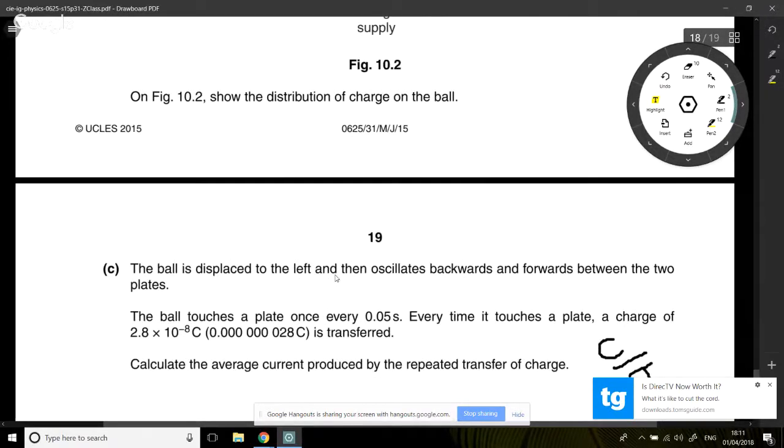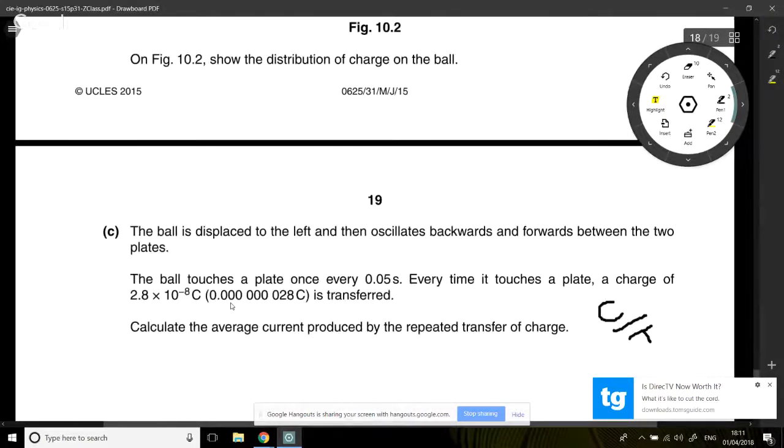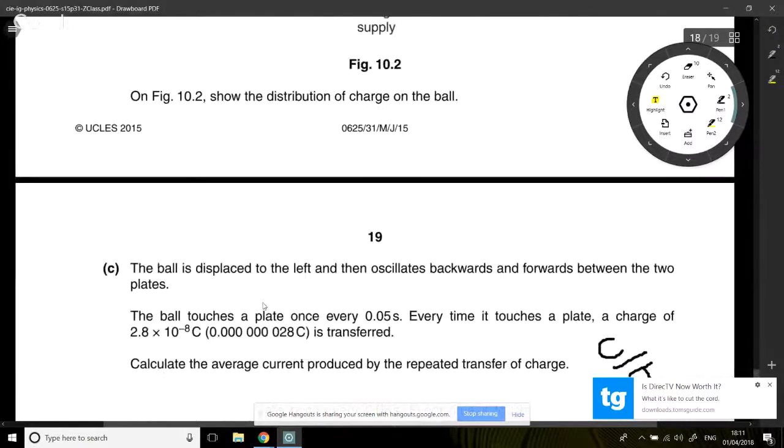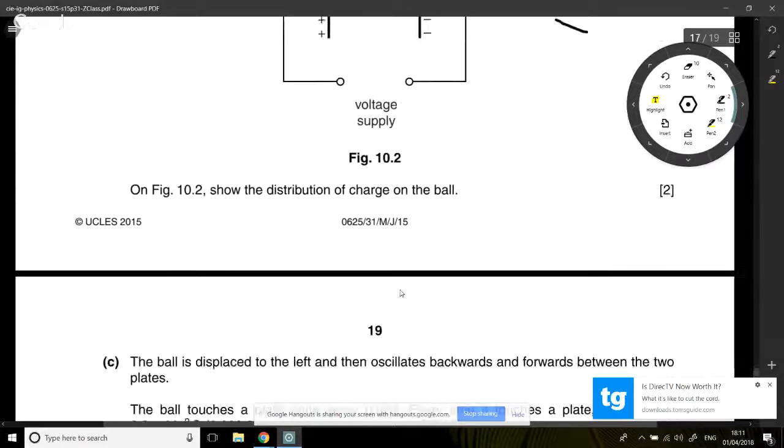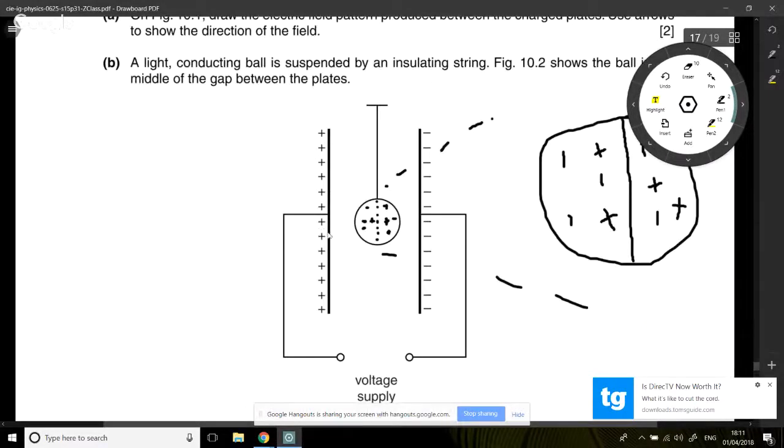And then the ball is displaced to the left, and then oscillates backwards and forwards between the two plates. As it oscillates, it transfers charge. When it touches this plate, it gains an overall positive charge, dropping off some electrons on this side. Then once it's got this overall positive charge, it shoots across back to the right-hand side, and then picks up some more electrons, and it just transports these electrons backwards and forwards.